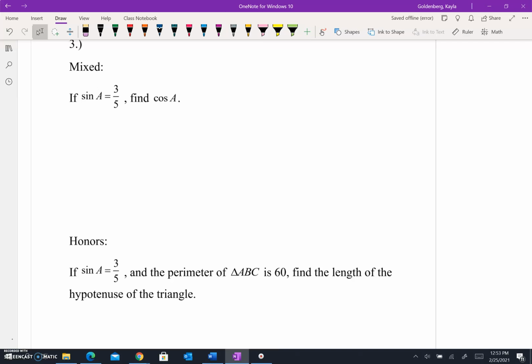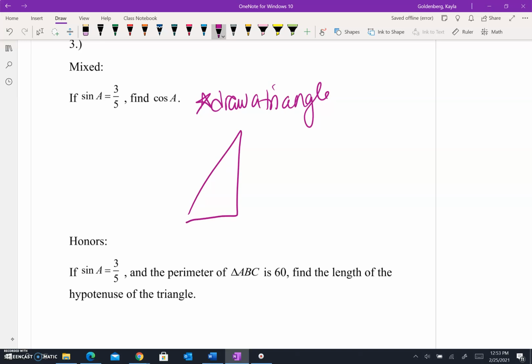They're telling us the sine of angle A is a certain ratio and the cosine of A is what we're looking for. The tricky thing is I don't have a visual. So anytime I don't have a visual, I'm going to draw a triangle. And that's why this one's more of a mixed level problem. It's a bit trickier. So I'm going to make a right triangle.